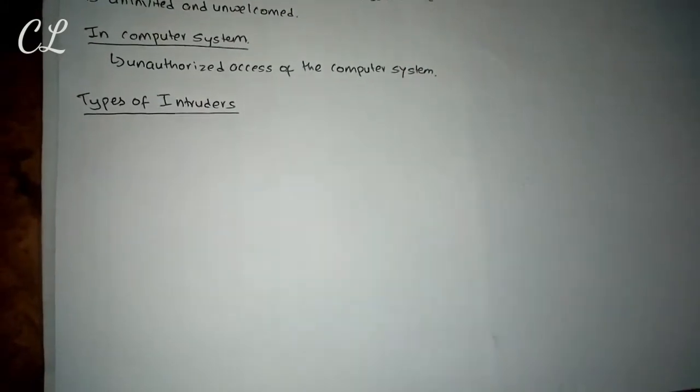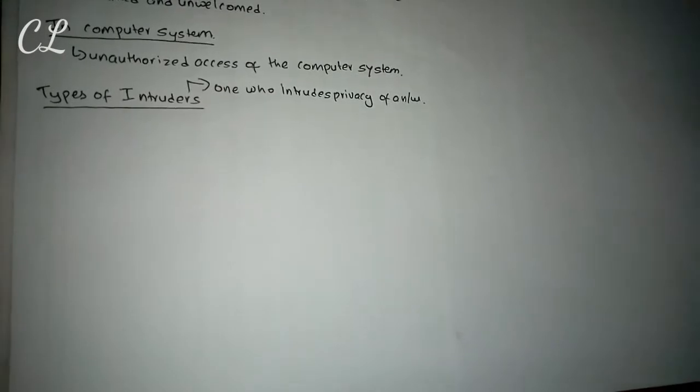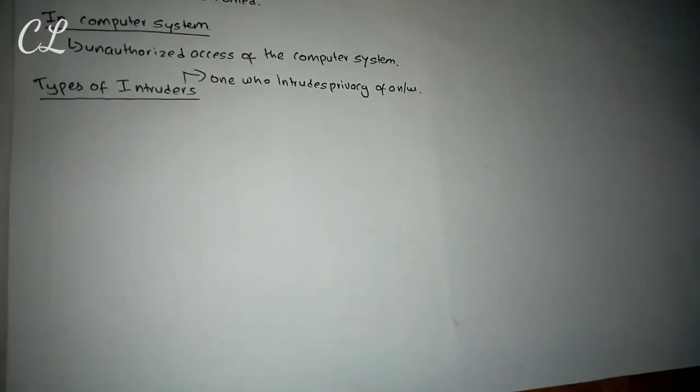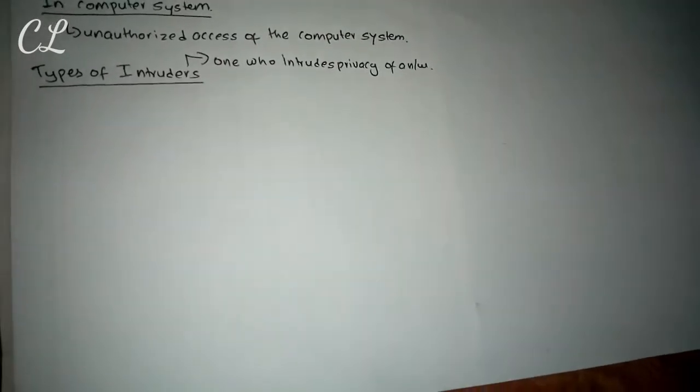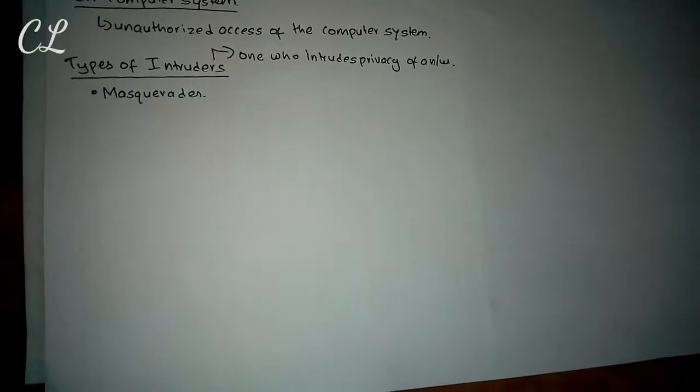Types of intruders. Let us first know who or what are intruders. Intruders are the ones who intrude on the privacy of a network. There are basically three types of intruders, which we will discuss in this video.